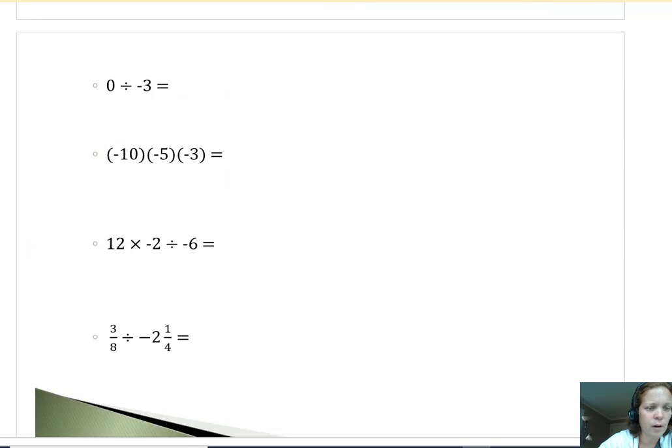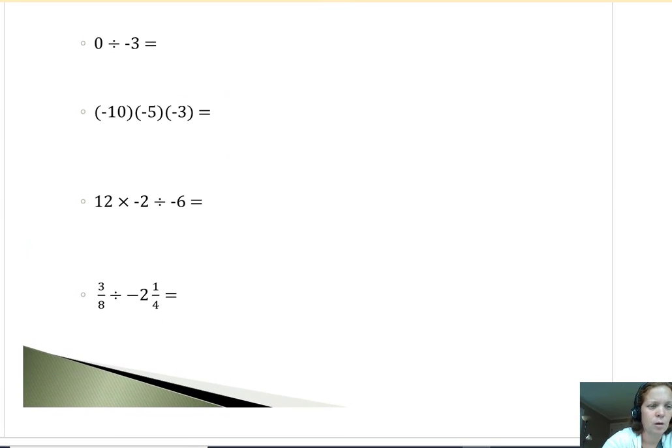Okay, how about 0 divided by -3? It doesn't matter whether it's negative or positive, 0 divided by anything is still 0. I have $0 split however many ways, all of you get $0 still.